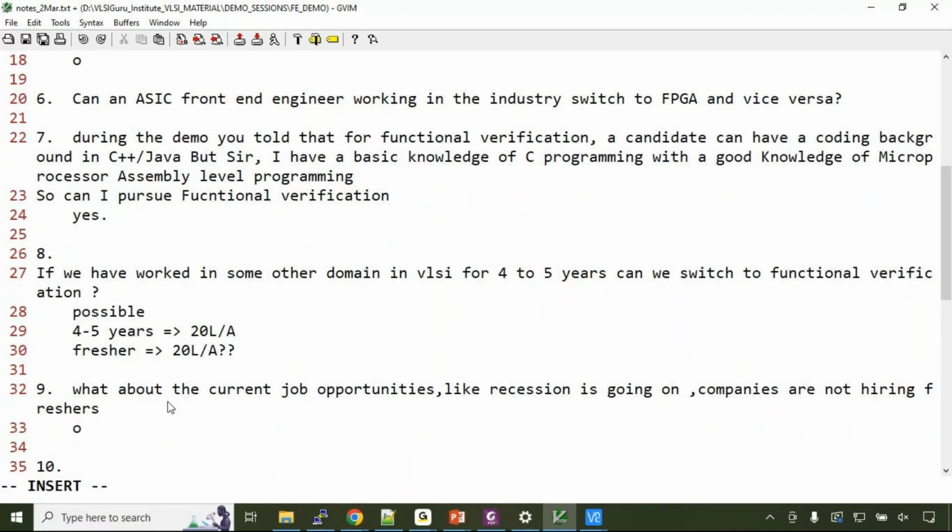See, recession and the boom are all part of the cycle. Recession and everything is part of the cycle. You can't control it, I can't control it, nobody in the world can control it. It's all part of it. The only thing you can do as a fresher is keep preparing positively. That's it. If you ask me today, are there no job opportunities?